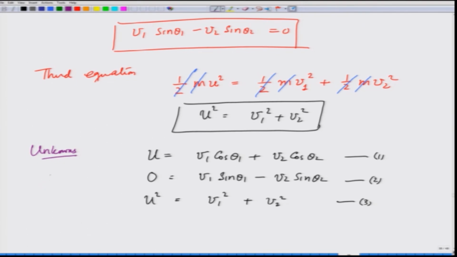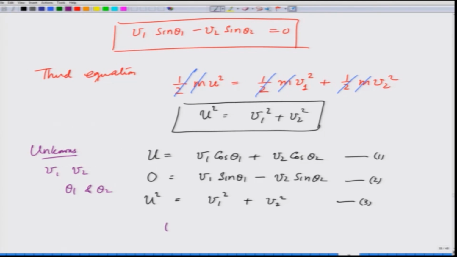U is supposed to be known. I have v1, v2, theta 1 and theta 2. 4 unknowns. So, I cannot get all 4 quantities by solving these 3 equations. I will need some other information, but I can find relationships, and that is what we are trying to find here.